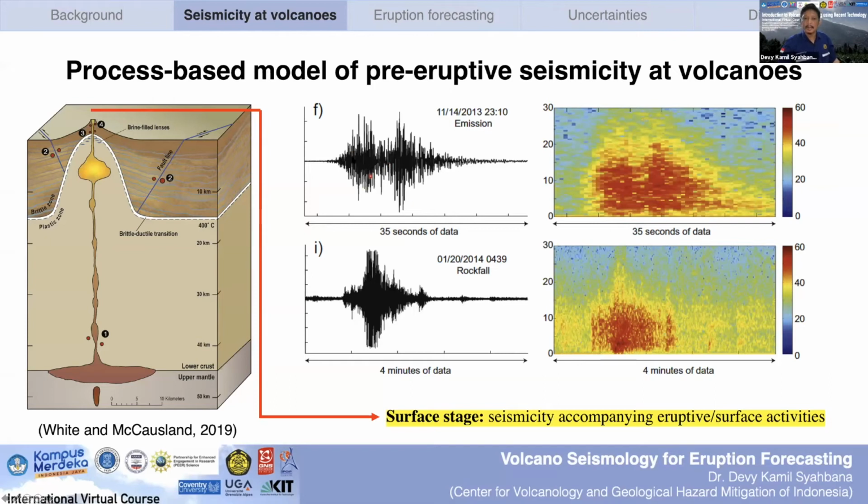So just to show you that it's a mixed frequency, you don't have a distinct dominant frequency in the emission or explosion signals, and also with the rockfall as well. For the rockfall, for example, if there is a pyroclastic flow, you can also record this kind of event, and it may be long. The emission takes like 35 seconds or 60 seconds.